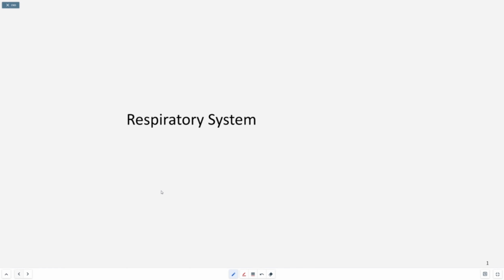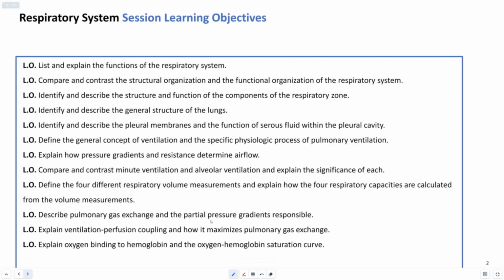Today's module is the respiratory system. Alright folks, let's get started. This session will cover the following learning objectives.